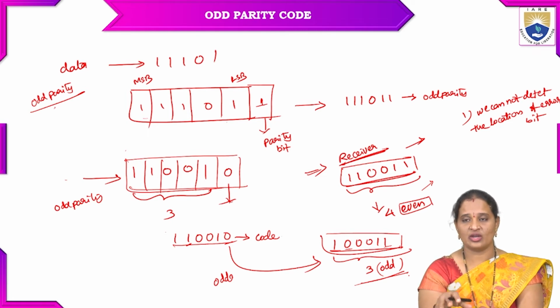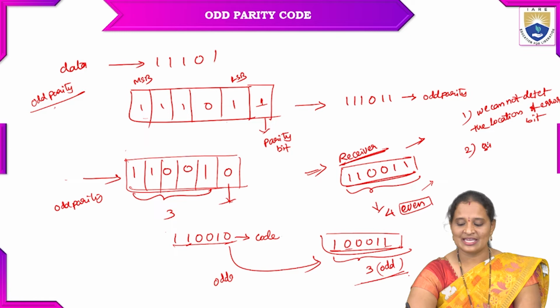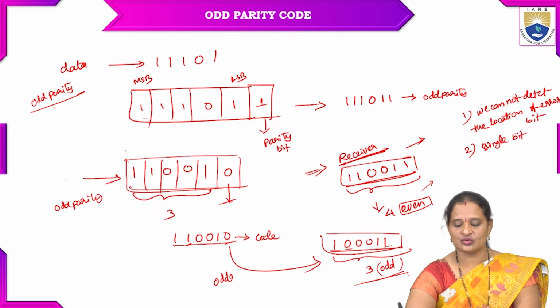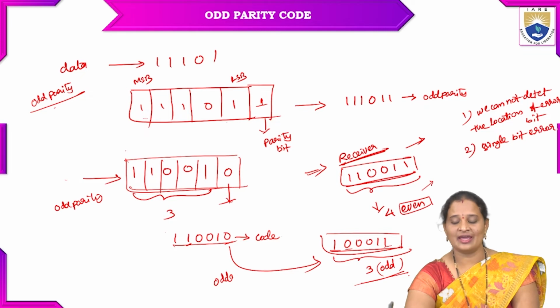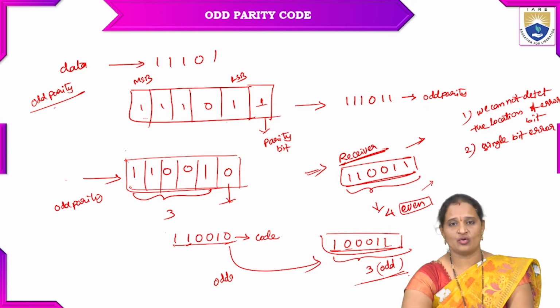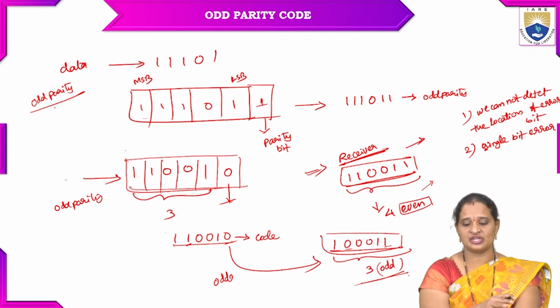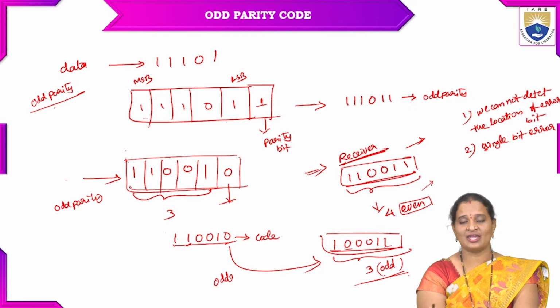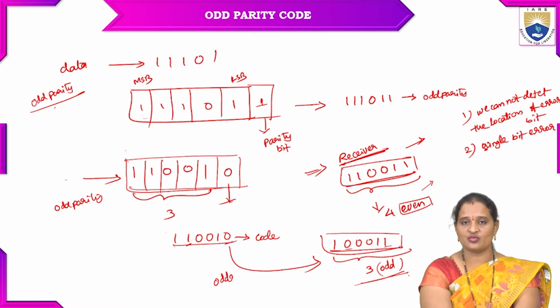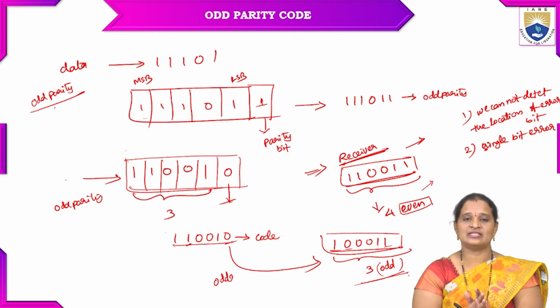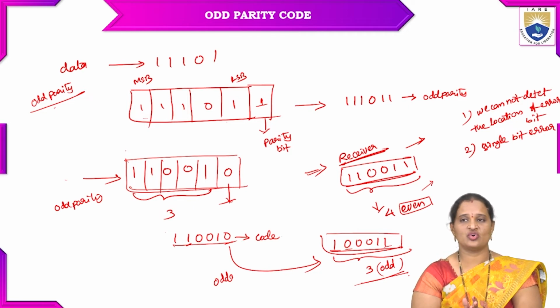So that means what I want to say here is this parity code is used only for detecting single bit errors. If there are multiple bit errors, it cannot detect them because the parity will be matched here. So the receiver will think that the message received is correct, but actually there are 2 error bit positions. So the parity code has 2 limitations. We cannot detect the location of the error bit position, and it is used only for detecting the single bit error.